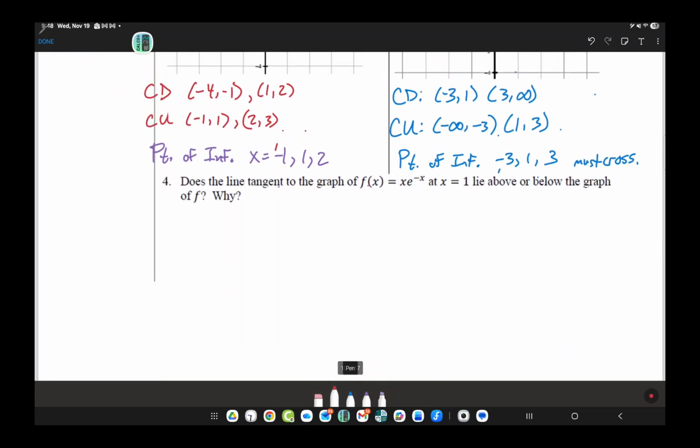Does the tangent line of the graph of this function at x lie above or below the graph of f? So remember when we talked about when we know our tangent line is above or below the graph? It's above the graph if it's concave down, below the graph if it's concave up. So eventually you don't actually have to find the equation of the tangent line here. You just need to know is the function concave up or concave down at that point. Okay, now to do that, what do I need to find?